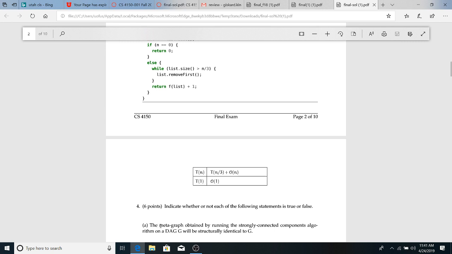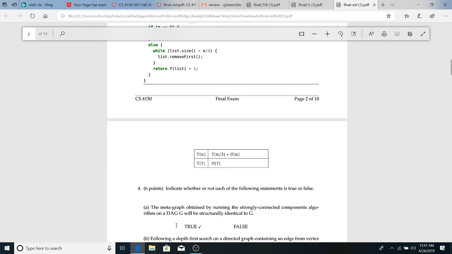But this is a really interesting problem. If you have a metagraph on a DAG, and we ran the strongly connected components algorithm on the DAG, would it be structurally identical to the original graph? That's a true or false. So what does the strongly connected components algorithm do? Essentially in the metagraph, each cycle is represented as a single node. That's all it does. And if we have a DAG, there's no cycles, so the algorithm has nothing to do. So the graph will remain the same in structure. So that one's true.